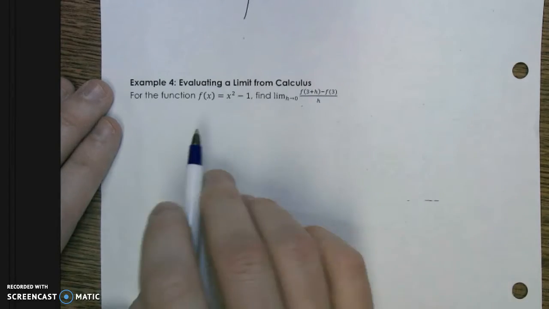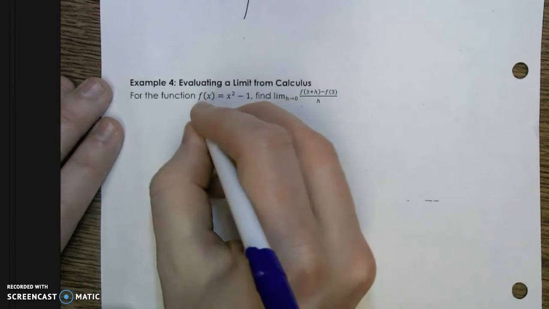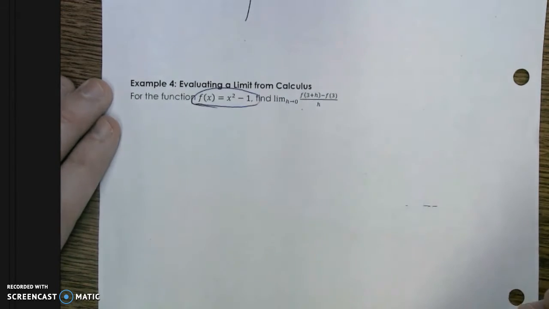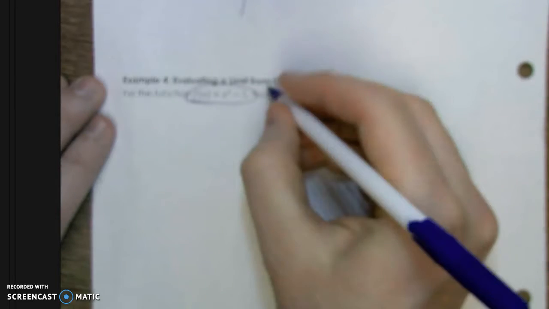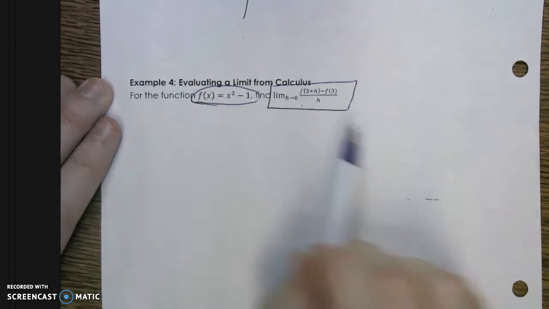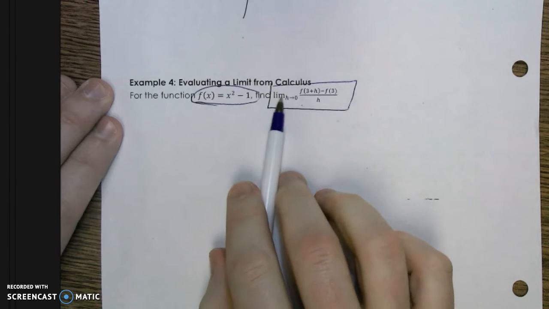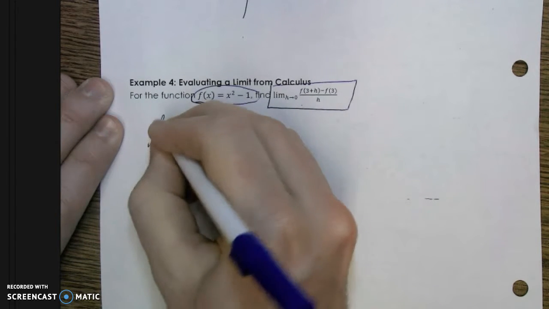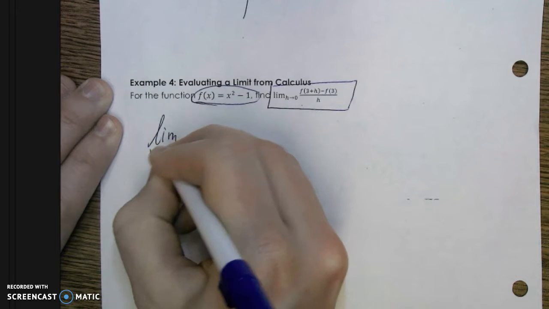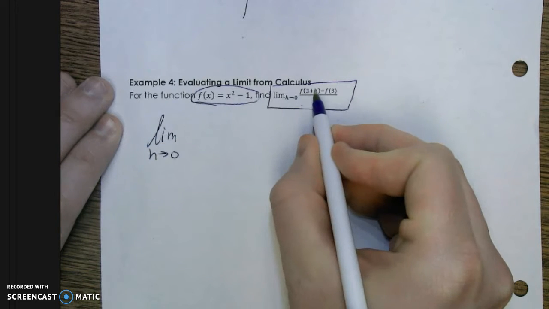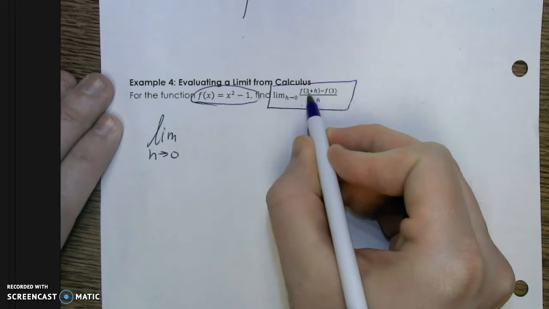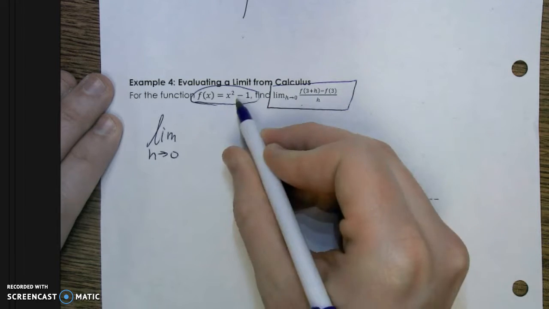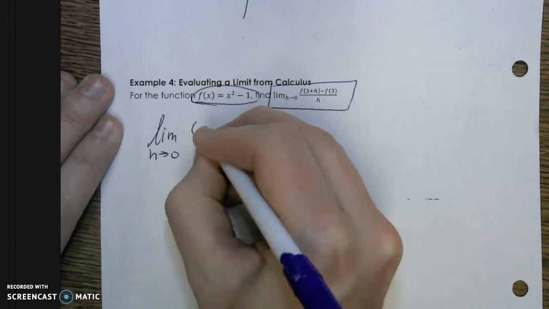Example 4 is a completely new type of limit problem that we're seeing for the first time. They've given me a function, and then they've asked me to do this with it. So we're just going to kind of plug in what they want. It says the limit as h approaches 0. That's just going to be written down. f of 3 plus h. So this is just function notation. It wants you to plug in 3 plus h in for your input variable.